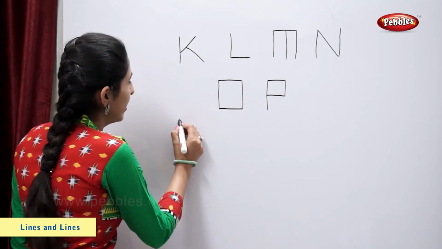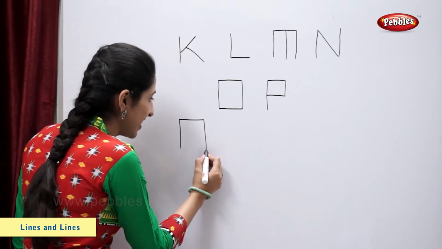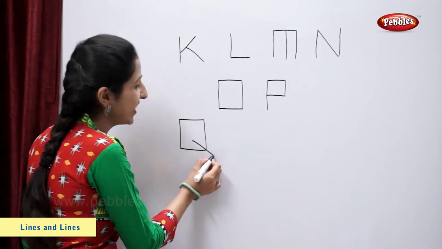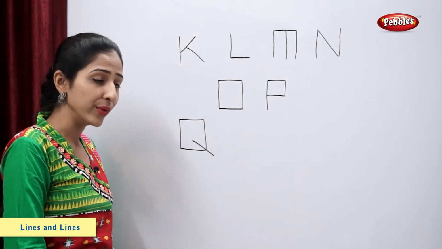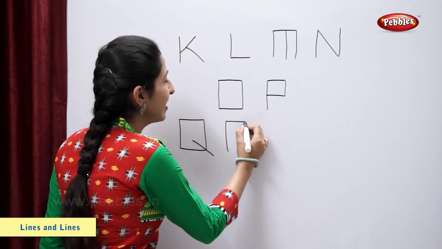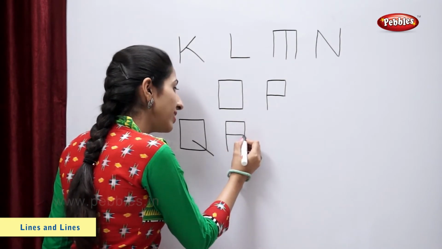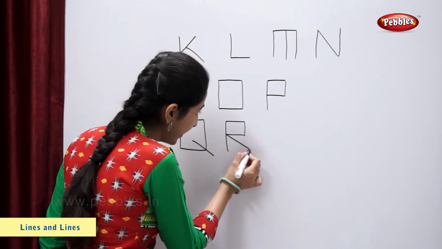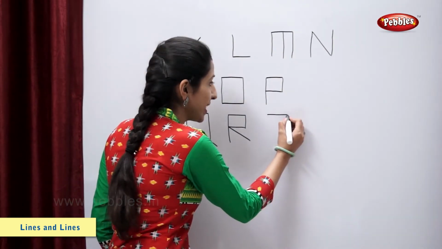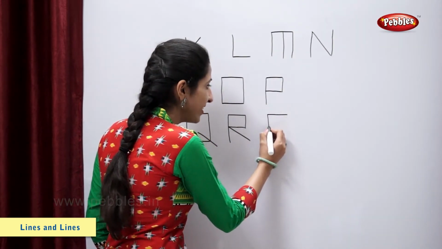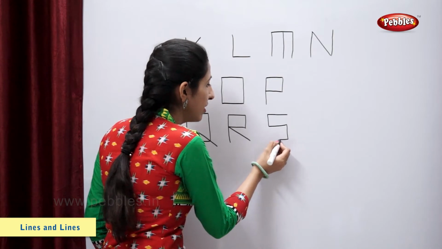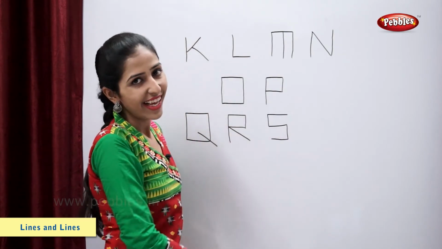Standing line. Sleeping line. Standing line. Sleeping line. A slanting line. Letter Q. Standing line. Sleeping line. Standing line. Another sleeping line. A slanting line. Letter R. Sleeping line. Standing line. Sleeping line. Standing line. A sleeping line. Letter S.